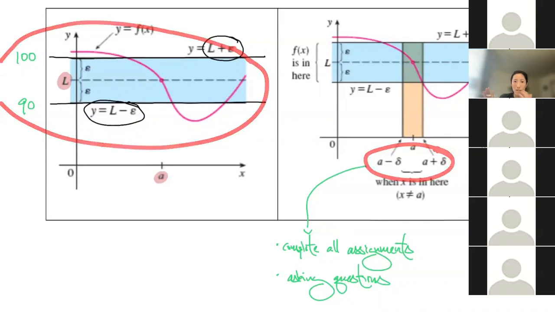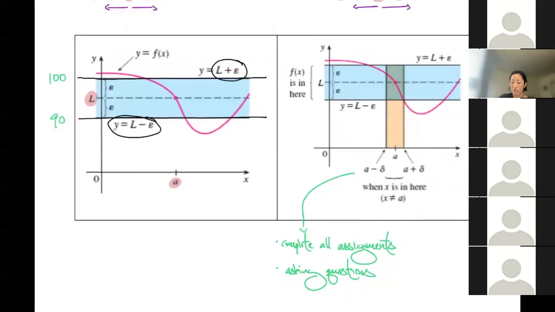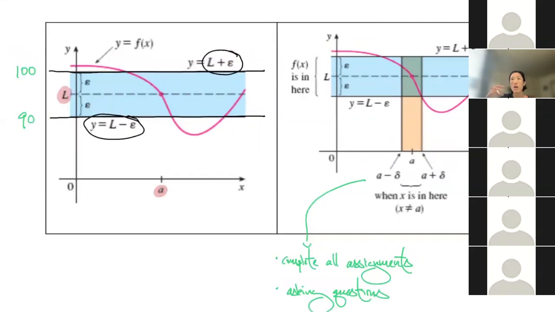Okay, so that's a little analogy for the epsilon delta. We're trying to think about what we need for the input to get the output that we want, all right?